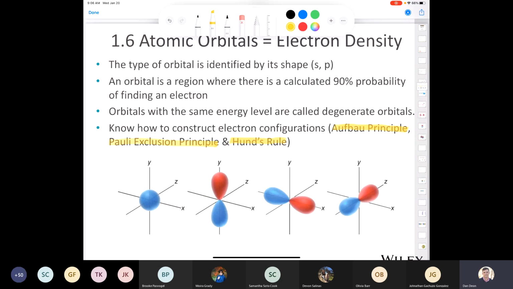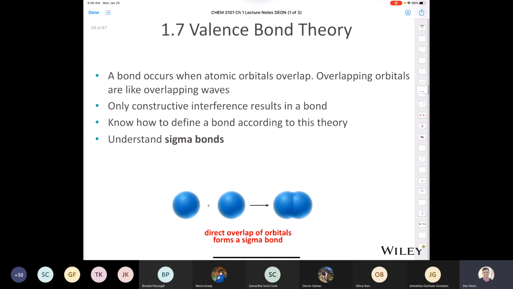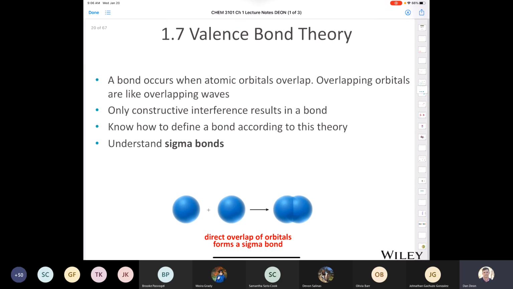Orbitals of the same energy are called degenerate orbitals. So if we have these 3 orbitals here, the py, the px, and the pz, these are all degenerate orbitals. Let's move on from there and switch over to section 1.7, which is valence bond theory. What does valence bond theory mean? Think about valence electrons. Those are the electrons we're going to focus on, the electrons that are involved in bonding. So we explained how valence electrons form bonds between elements.